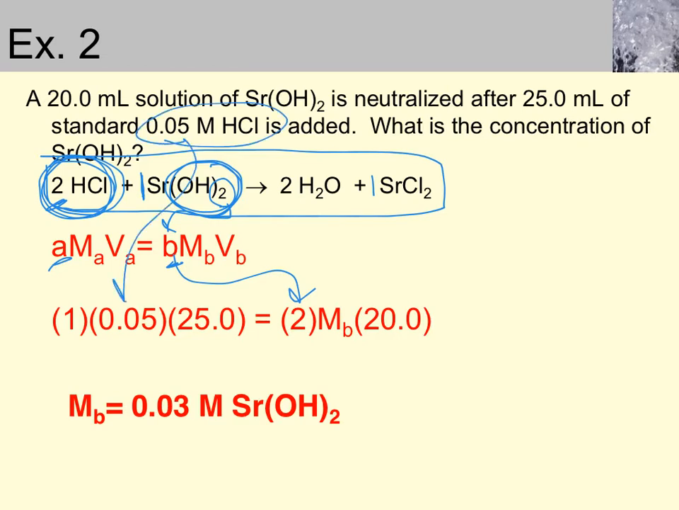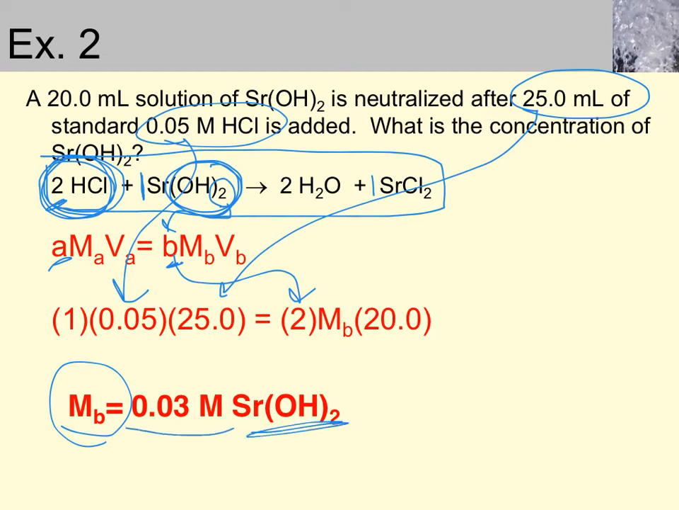0.05 molar hydrochloric acid. The titration required 25 milliliters to reach the equivalence point. Solve, and you get the unknown concentration of the strontium hydroxide to be 0.03 molar.